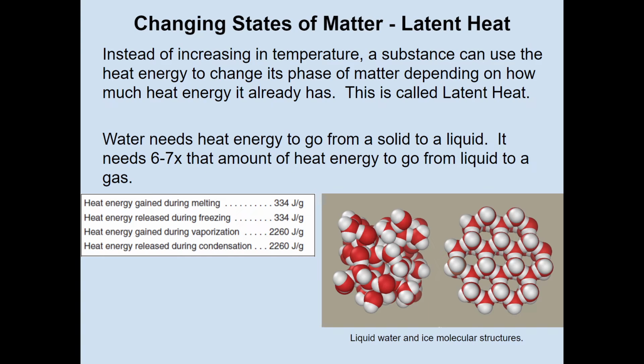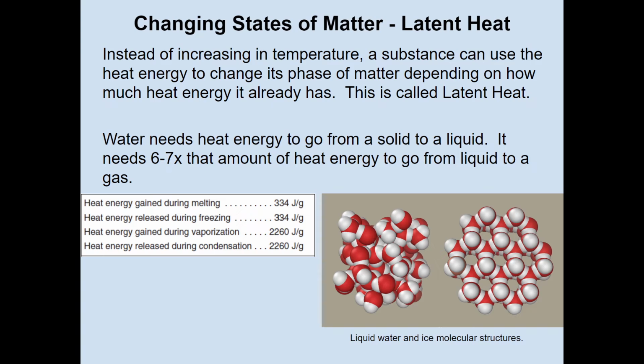So when you have a block of ice and it changes from solid eventually to liquid water, the heat energy required to allow those atoms to break their hydrogen bonds to allow them to move more freely is what latent heat actually is. So latent heat, going right from the slide, instead of increasing in temperature, a substance can use heat energy to change its phase of matter, depending on how much heat energy it already has in it. The chart is also on your reference table, right below the specific heat chart, and it talks about how much heat energy is gained during melting. So for every 1 gram of ice, you need another 334 joules to change that solid ice into liquid water.